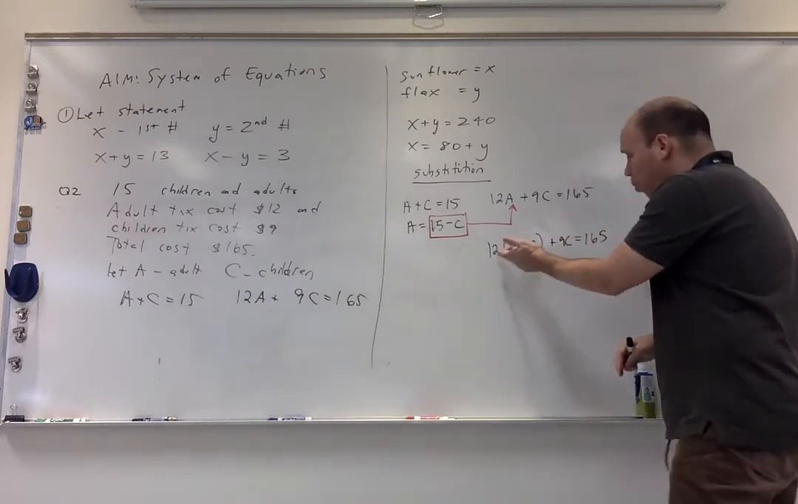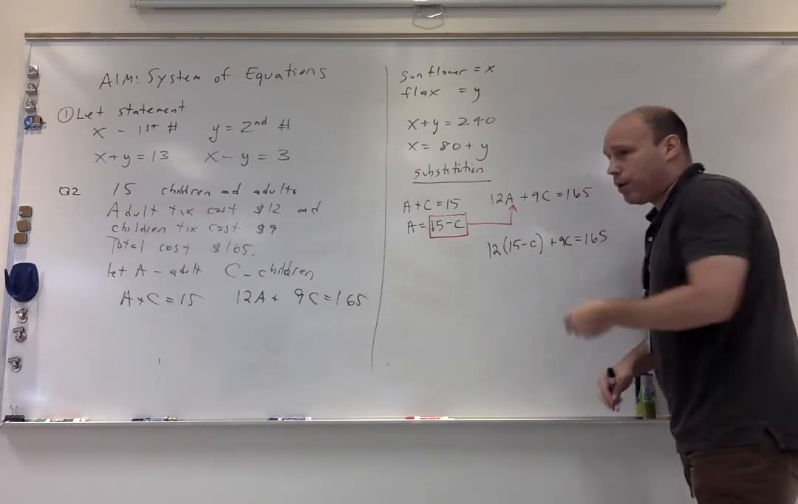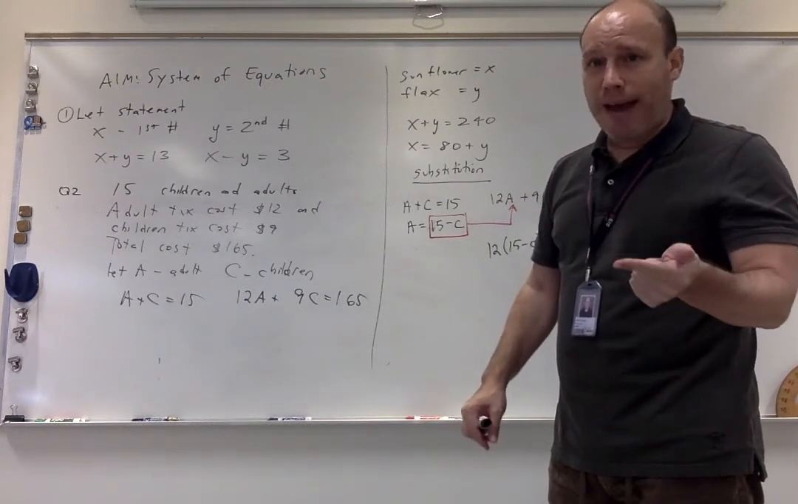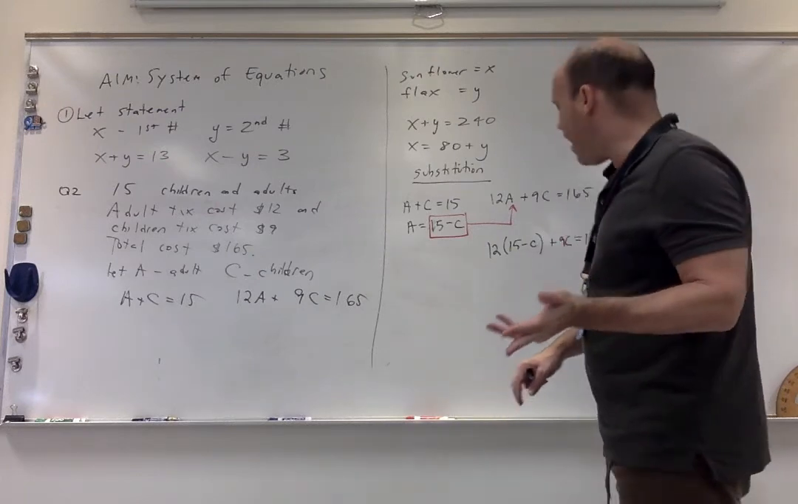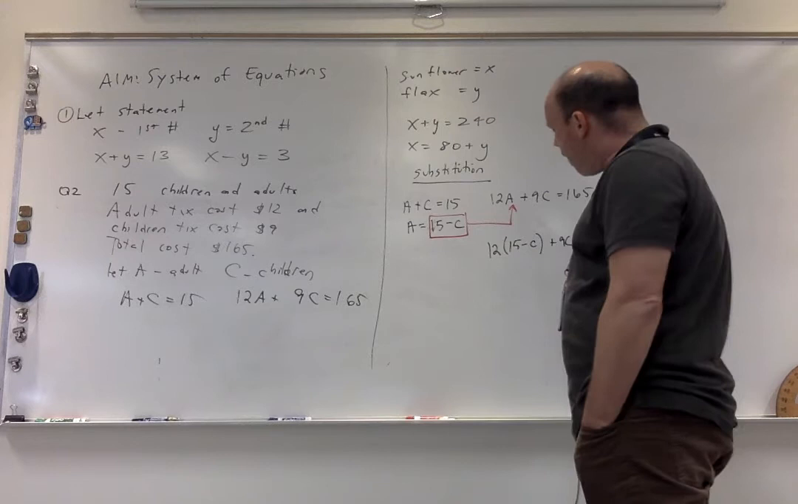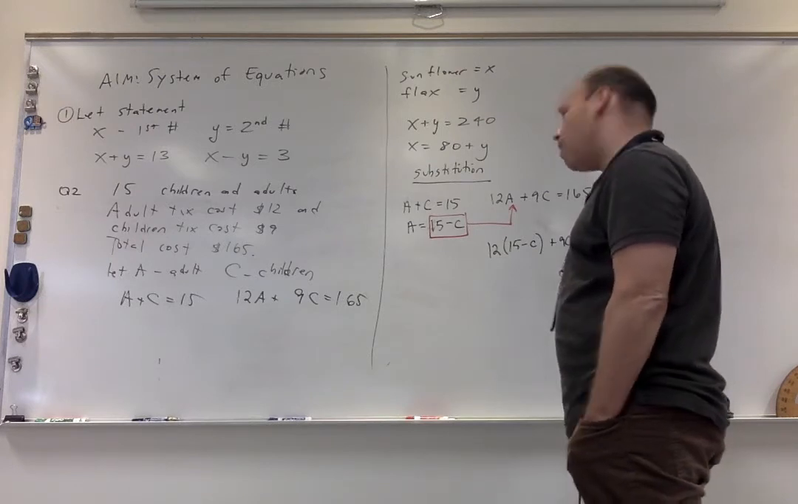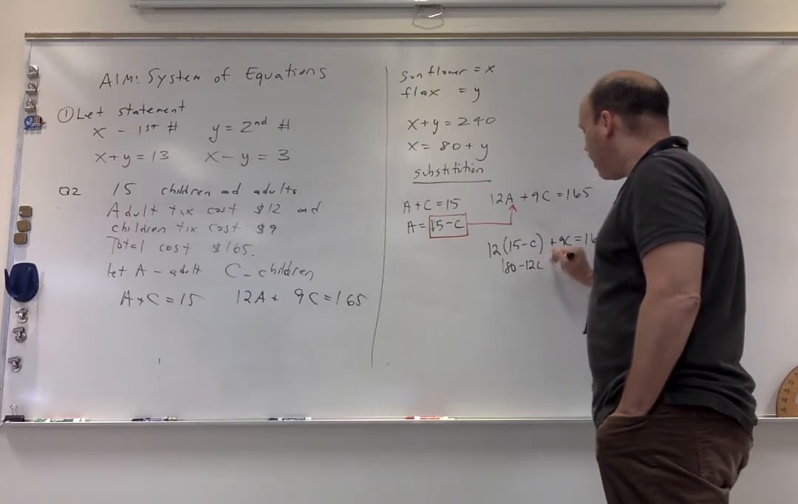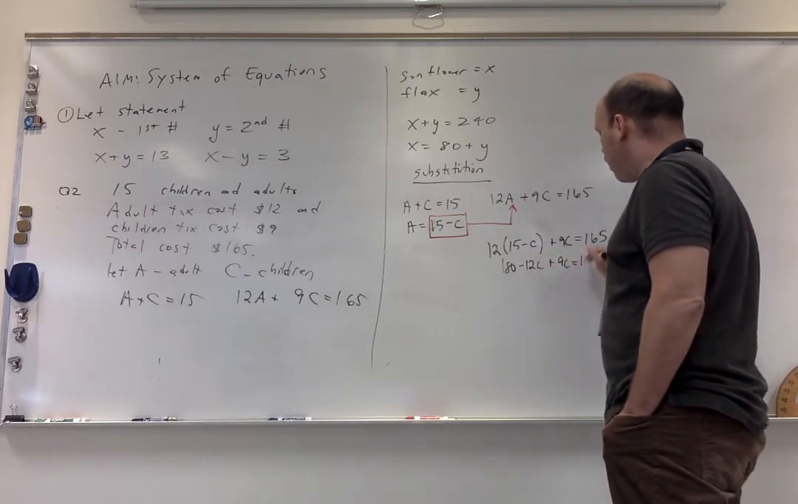You'll notice this is one equation, one unknown. You can either use your GDC to solve this, or you can solve it by hand. Let me solve it by hand. So 15 times 12 is 180 minus 12C plus 9C equals 165.